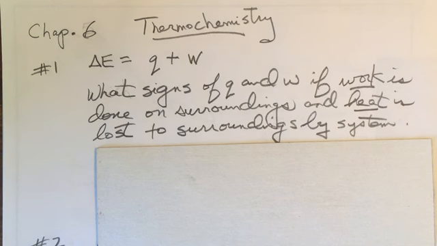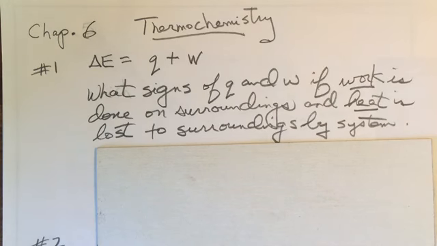The change in internal energy between the system and surroundings is equal to Q plus W, or heat plus work. What signs of Q and W will I obtain if I have work done on the surroundings by the system and heat is lost to the surroundings by the system? Let's talk about Q first, that's heat.